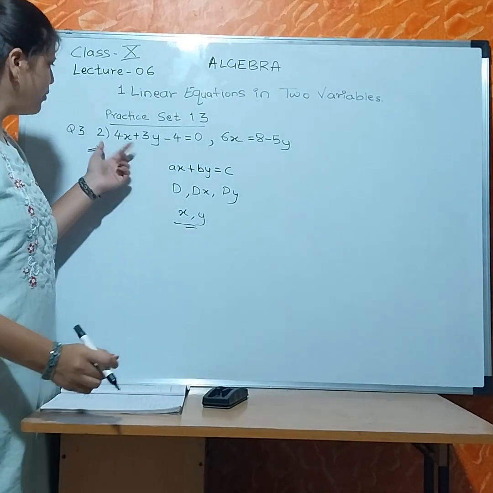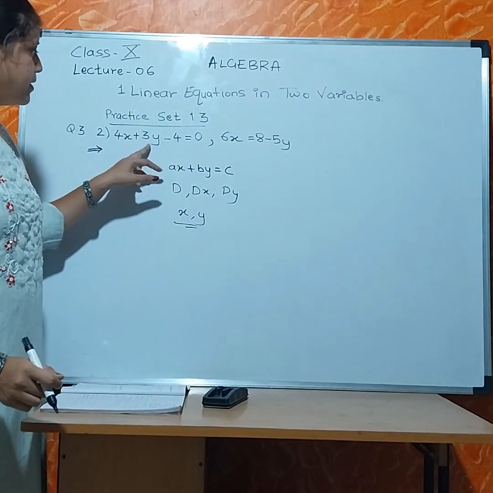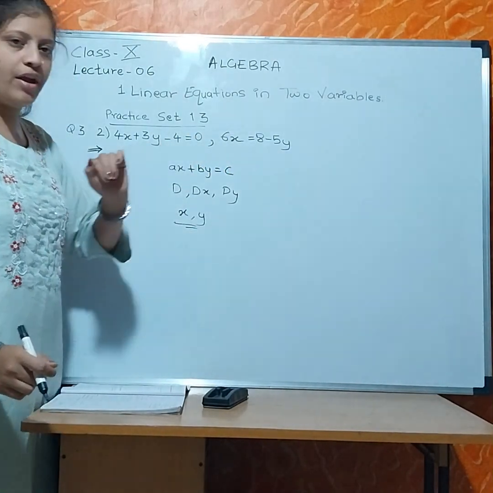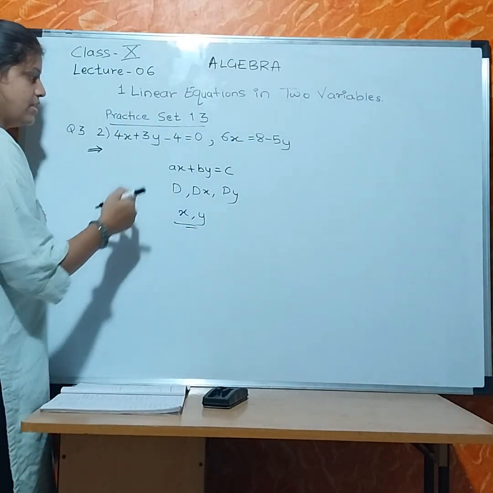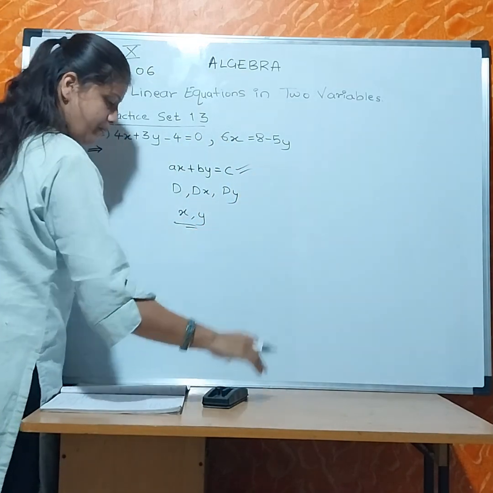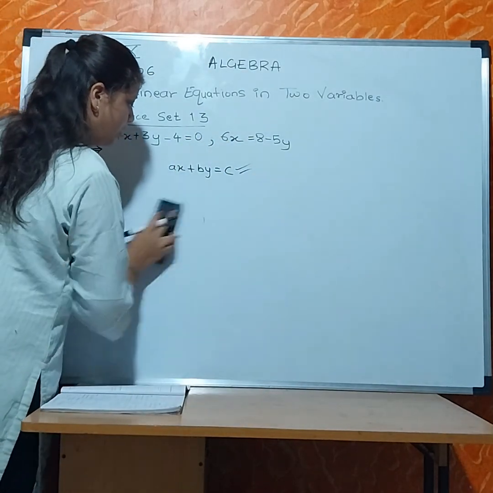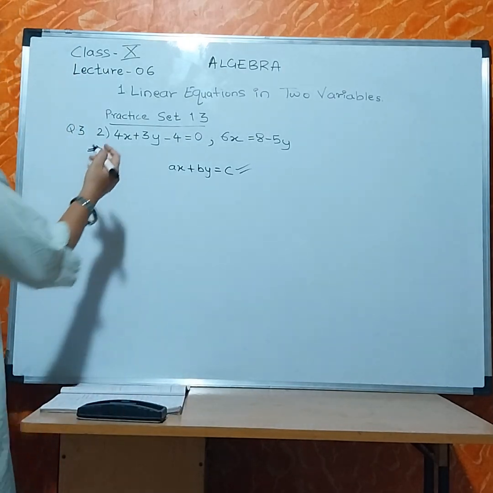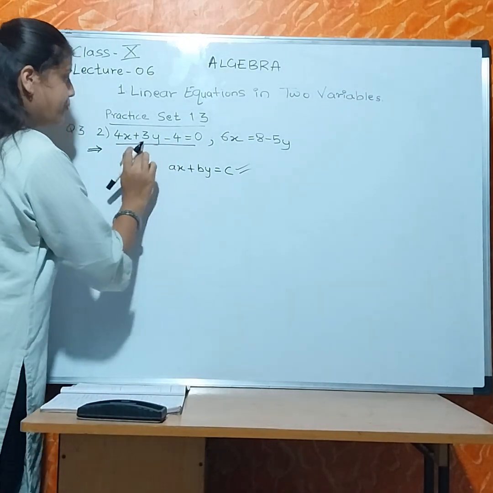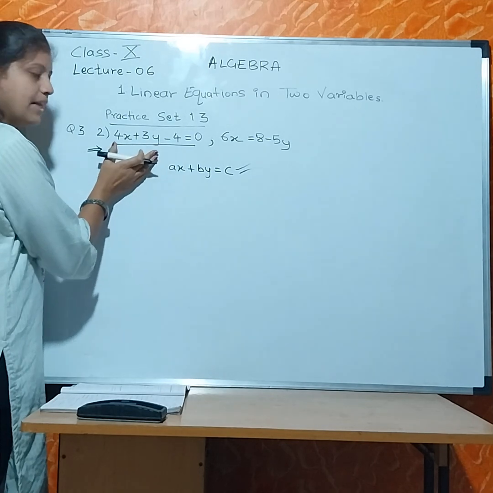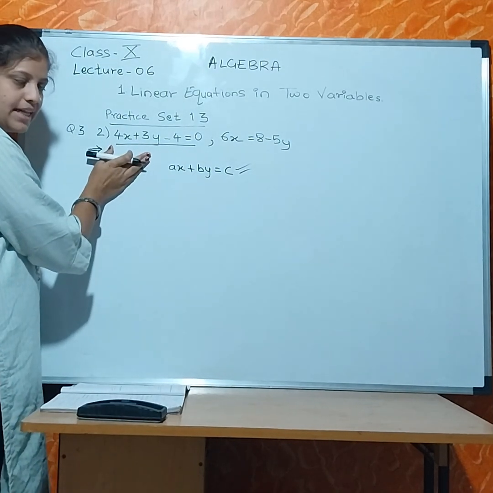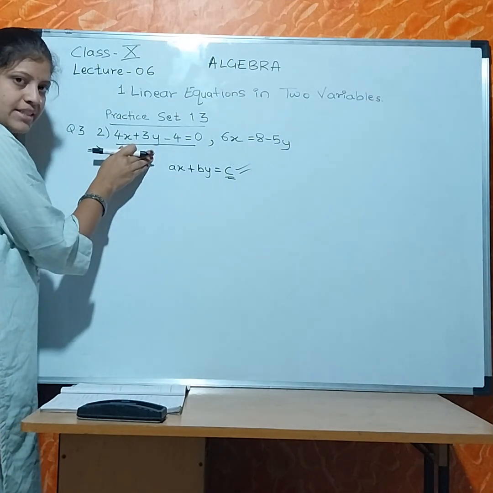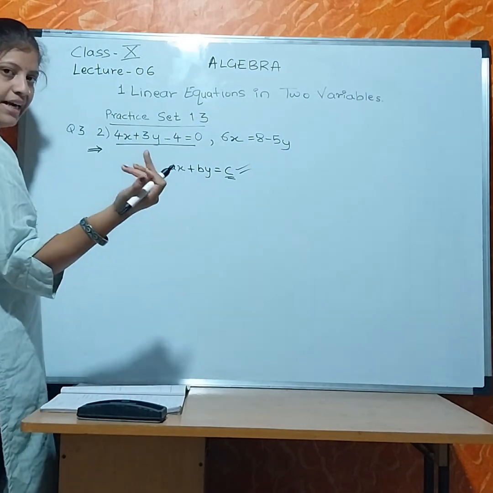Okay. Now here is a question: 4x plus 3y minus 4 is equal to 0, and 6x is equal to 8 minus 5y. Now in these both equations, are these equations in general form? No. So let us convert these equations into general form first. How can we convert this? Here x and y, that is the variables, are on the left hand side, but the constant, that is c, is also on the left hand side. We have to take this first to the right hand side.